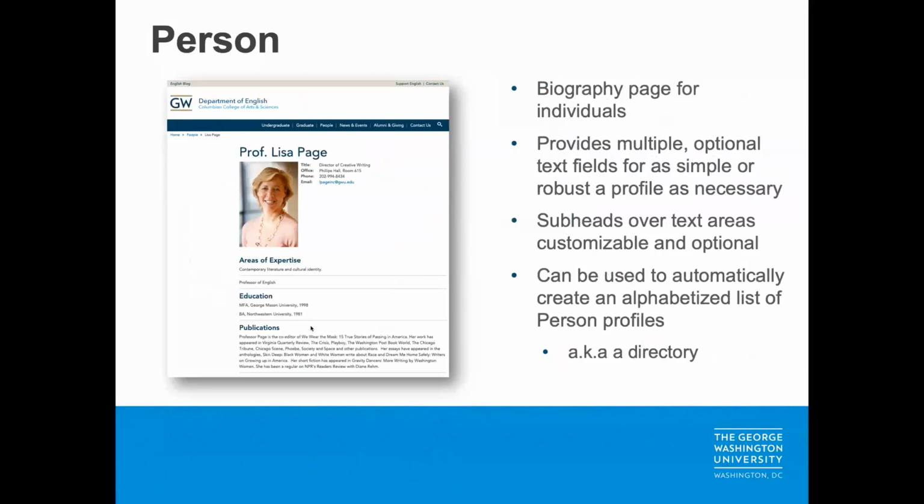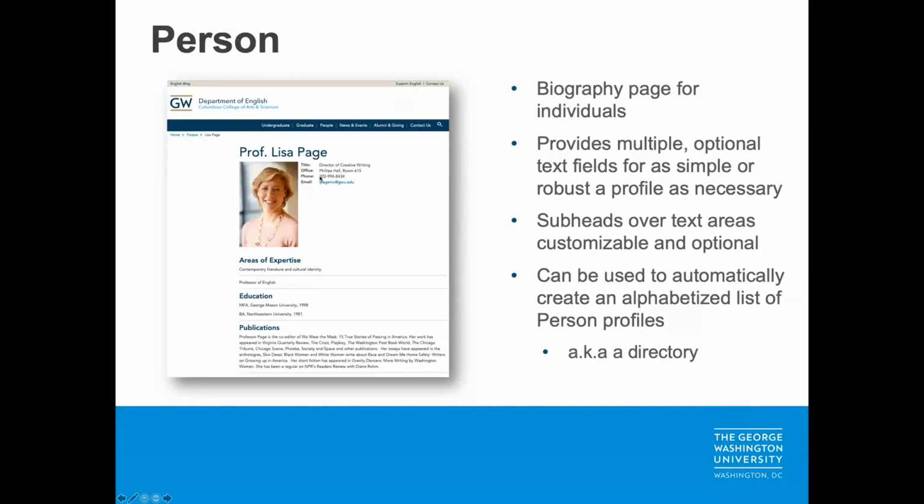Next, we will take a quick look at the person page. Again, this is your biography page, and we can see an example here of one on the Department of English's website. The biography page allows you to have the person's name and title up at the very top, and then next to that you'll get sort of like the directory view of information about them depending on the fields that you complete in the back end.